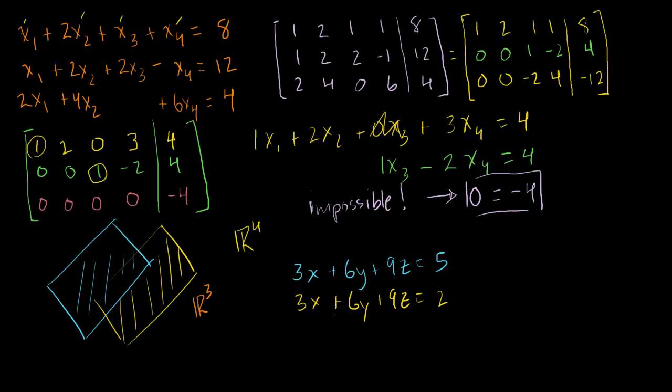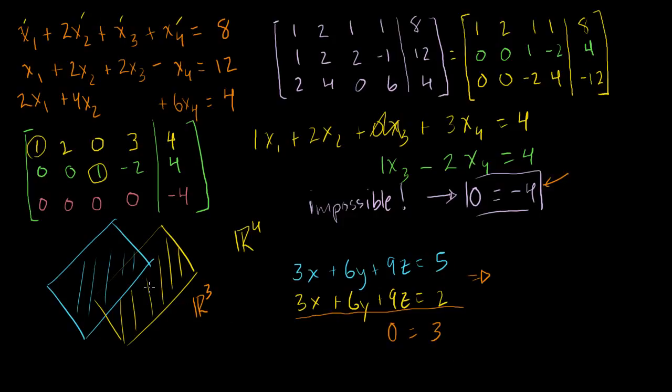But it won't be the case, because you can actually just subtract the bottom equation from the top equation, and what do you get? You would get a very familiar result. If you subtract the bottom equation from the top equation, you get 3x minus 3x, 6y minus 6y, 9z minus 9z. Actually, let me do it right here. That minus that, you get 0 is equal to 5 minus 2, which is 3, which is a very similar result to what we got up there.